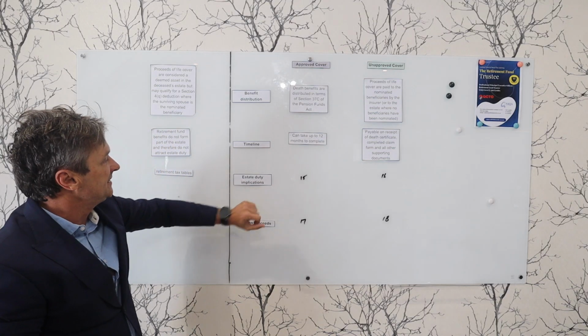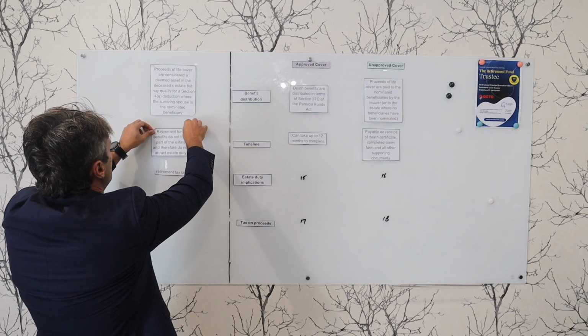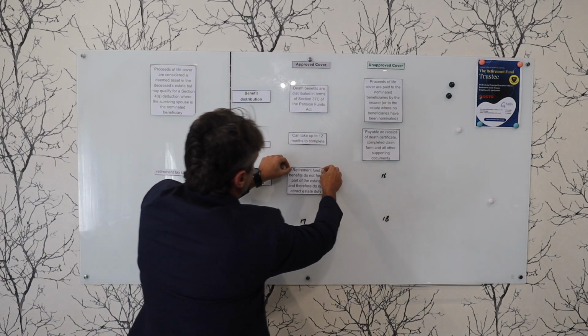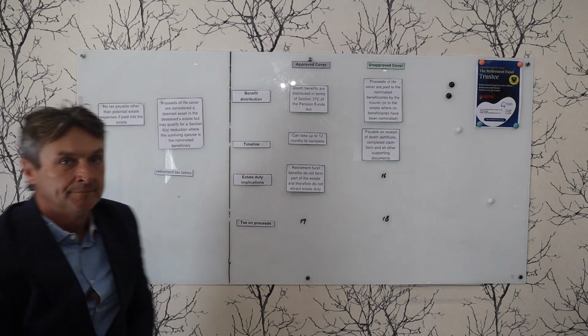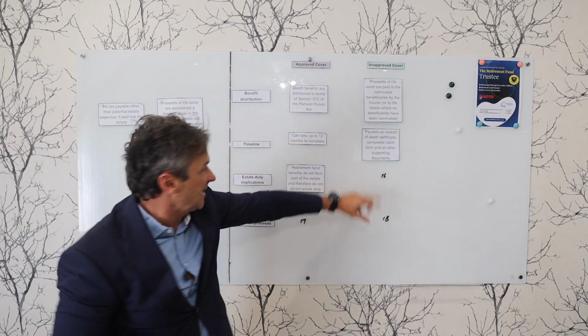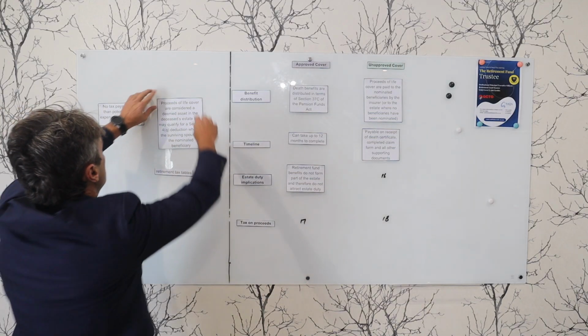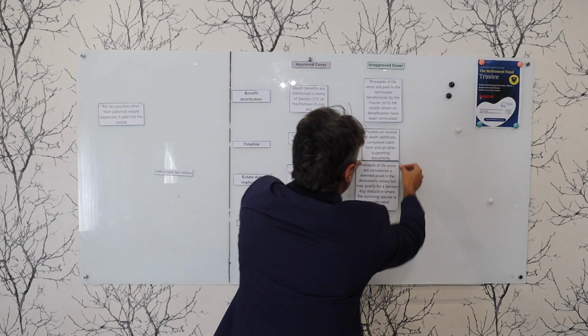Then number 15 is the estate duty implications. So retirement fund benefits do not form part of the estate and therefore no estate duty is payable on retirement benefits. So if you look at the estate duty implications from the unapproved covers perspective, we know that proceeds of life cover are considered a deemed asset in the estate.